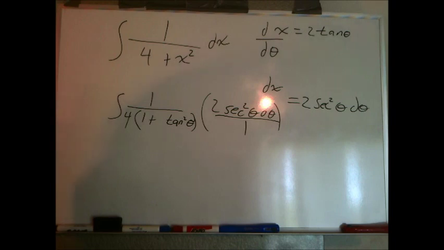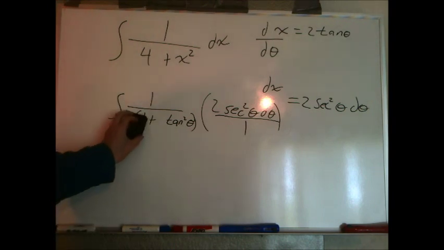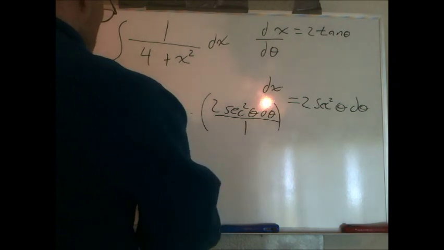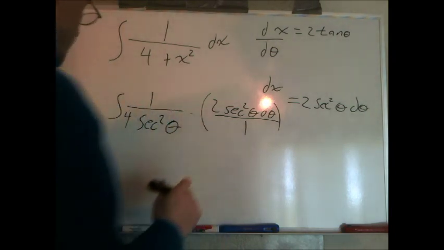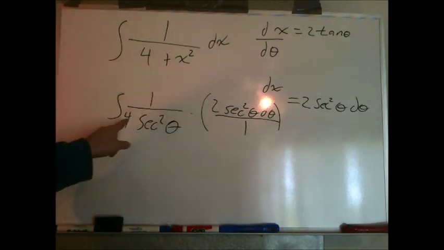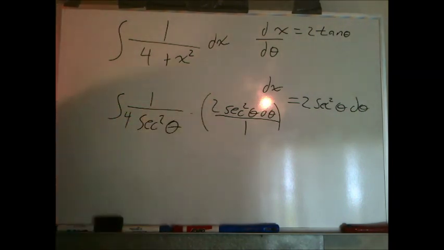And if you're not that savvy with your trig identities, this is not going to appear to be terribly fruitful. But 1 plus tangent squared is secant squared. So I can replace that with the denominator here being 4 secant squared theta. Secant squared cancels with secant squared. 2/4 will reduce to 1/2. That's going to leave me with integral 1/2 d theta.